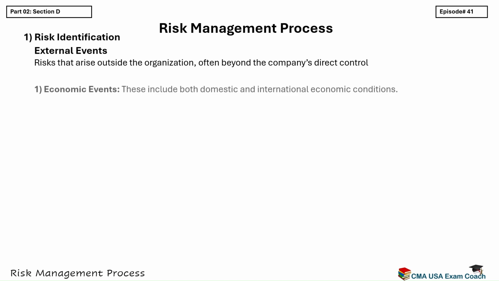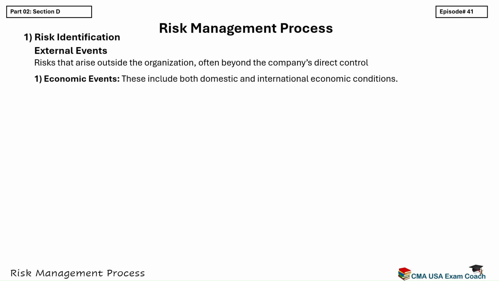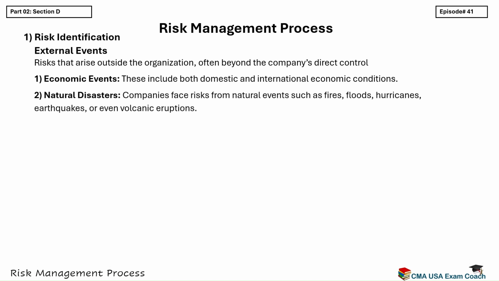1. Economic events. These include both domestic and international economic conditions. For example, a recession may reduce consumer spending and lower demand for the company's products. Similarly, international trade disputes may lead to currency fluctuations or tariffs. For instance, if the Indian rupee depreciates sharply against the US dollar, import costs for raw materials may rise, increasing overall expenses. 2. Natural disasters.